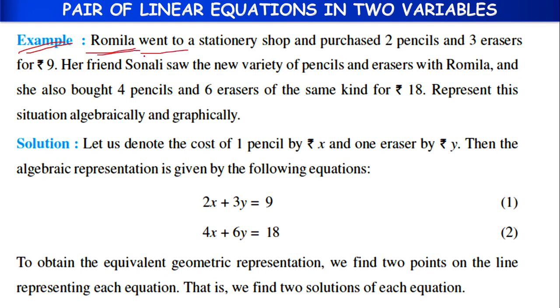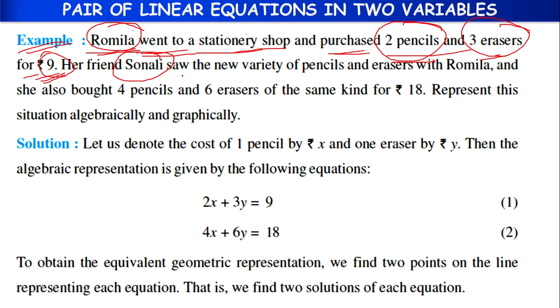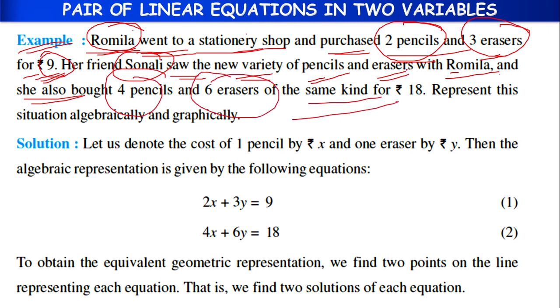Here, Romila went to a stationery shop and purchased 2 pencils and 3 erasers for 9 rupees. Her friend Sonali saw the new variety of pencils and erasers with Romila. She also went to the shop and bought 4 pencils and 6 erasers of the same kind as Romila, and she paid 18 rupees to the shopkeeper.